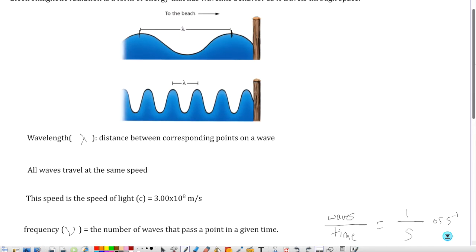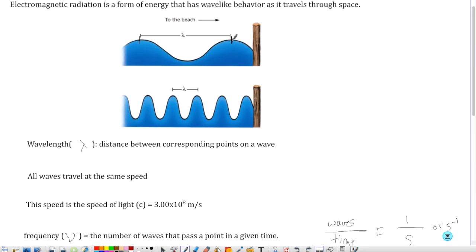Let's say that you're sitting right on top of this pier here, and you're watching this point. Here's my eye, I'm watching this point. The frequency is really just counting the number of crests that pass by me in a given amount of time.